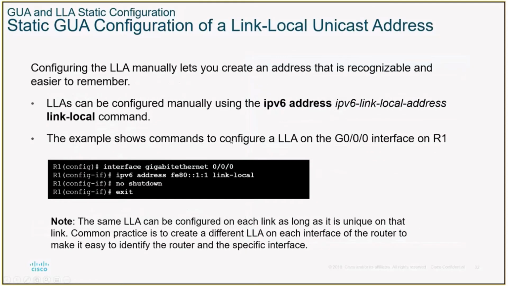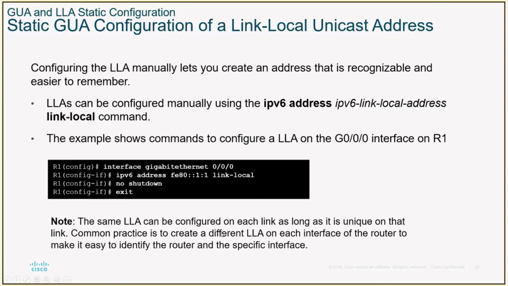All right, so configuring the link local address lets you create an address that is recognizable and easier to remember. Link local addresses can be configured manually using the IPv6 address command. You just need to put link-local on the end, and you also don't need to supply a prefix length with a link local address. So the example shows the command to configure an LLA, IPv6 address FE80::1:1. Note the same LLA can be configured on each link as long as it's unique on that link.